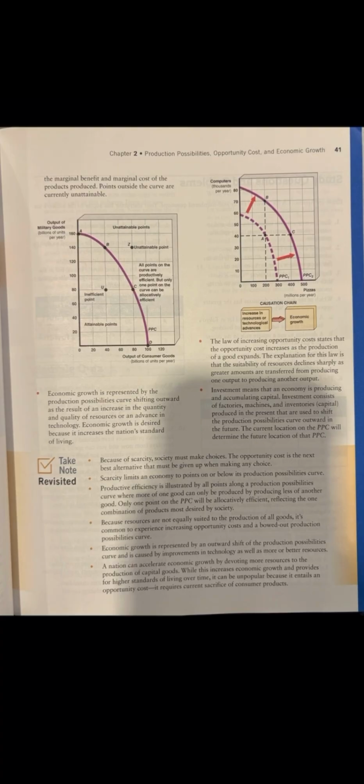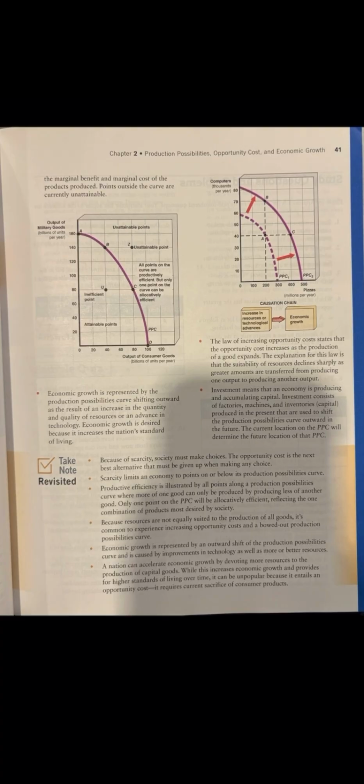The law of increasing opportunity cost states that the opportunity cost increases as the production of goods expands. The explanation for this law is that the suitability of resources declines sharply as greater amounts are transferred from producing one output to producing another output.